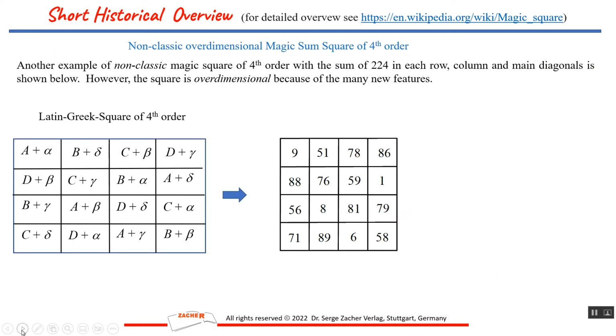Another example of a non-classic magic square of fourth order with a sum of 224 in each row, column and main diagonals is shown below. However, the square is overdimensional because of the many new features.